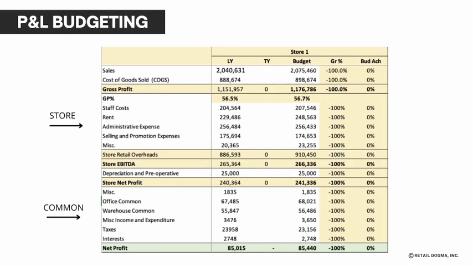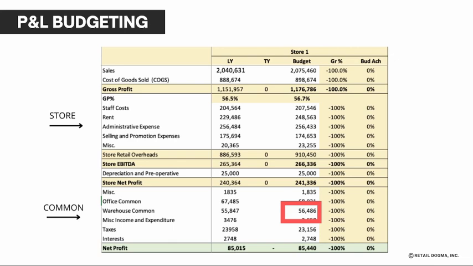For example, if total warehouse cost is 162,783, and as we said, store 1 sales contribution is 34.7% of total sales, then 56,486 will be assigned to store 1's P&L as warehousing costs. Same goes for all common expenses.